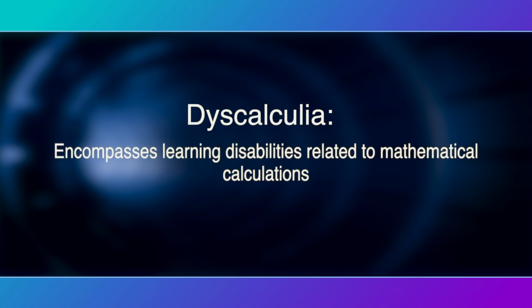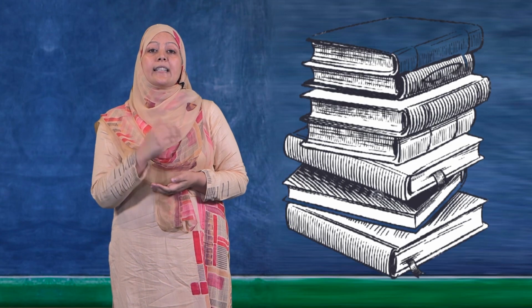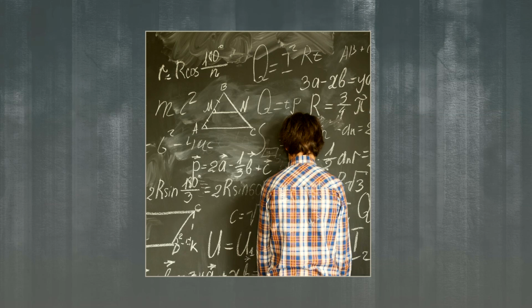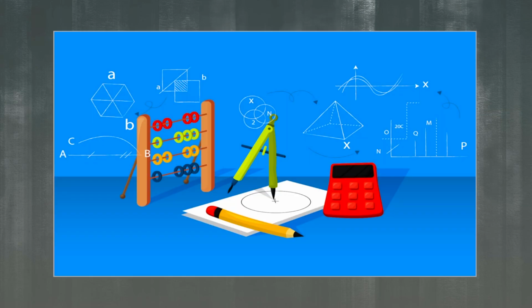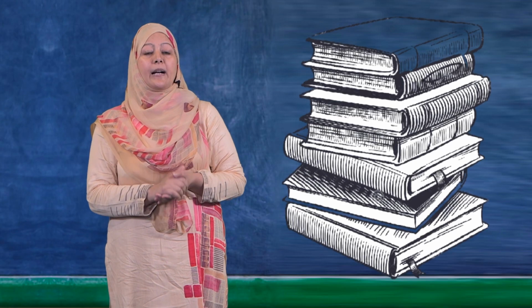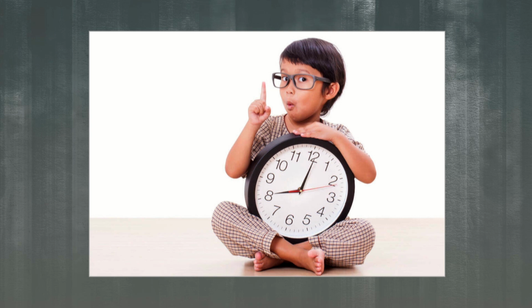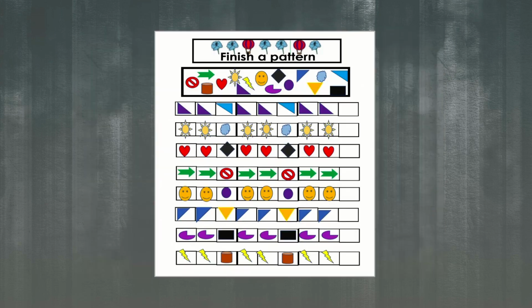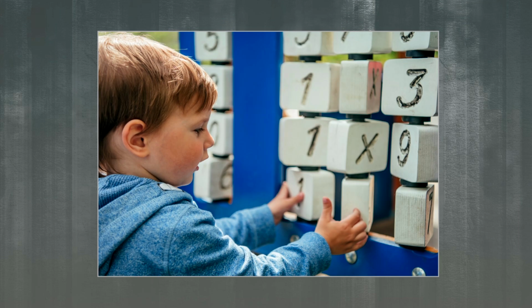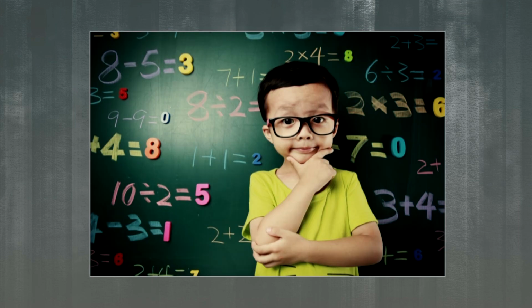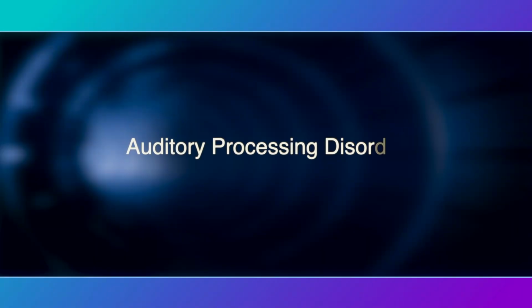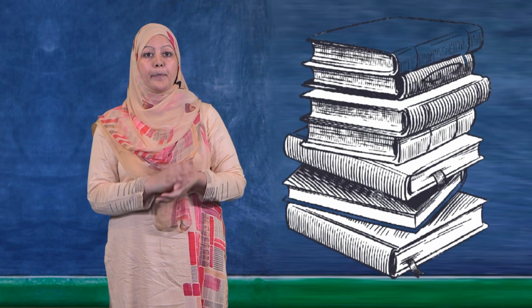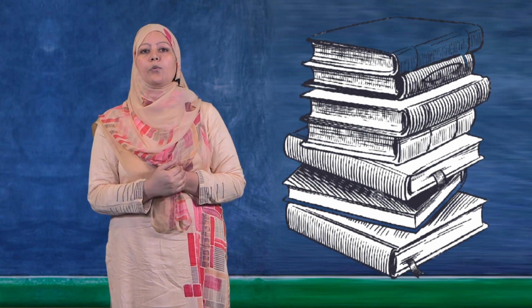Dyscalculia encompasses learning disabilities related to mathematical calculation. Individuals with dyscalculia struggle with maths concepts, numbers, and reasoning, sometimes referred to as having math dyslexia. Individuals might have difficulty reading clocks to tell time, counting money, identifying patterns, remembering maths facts, and solving mental math.